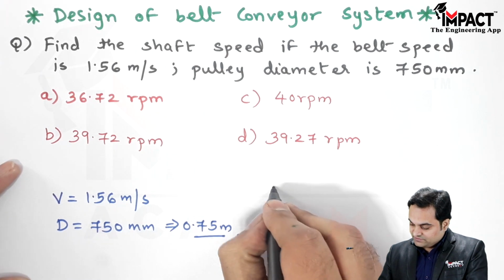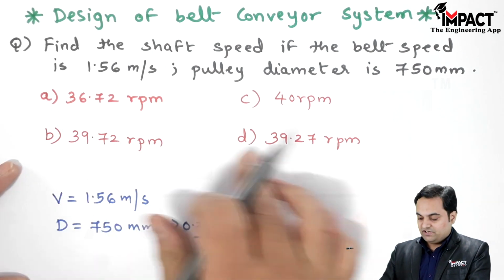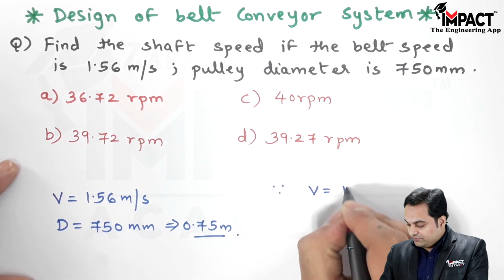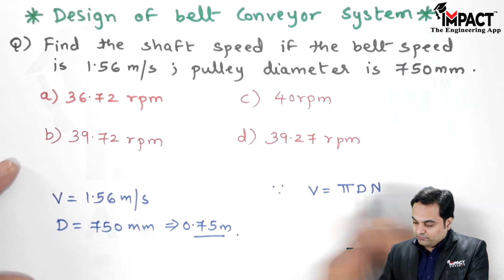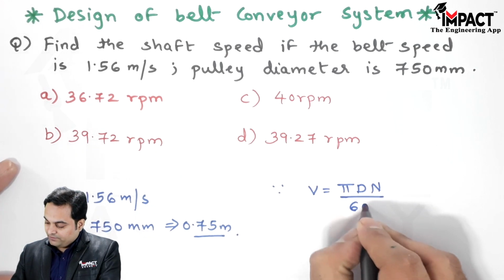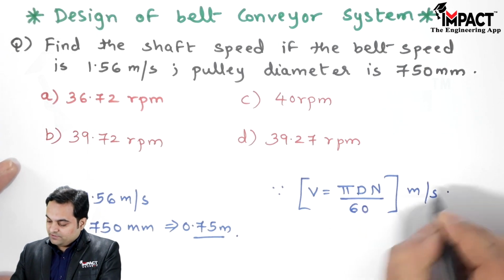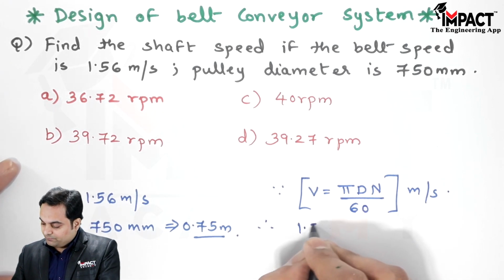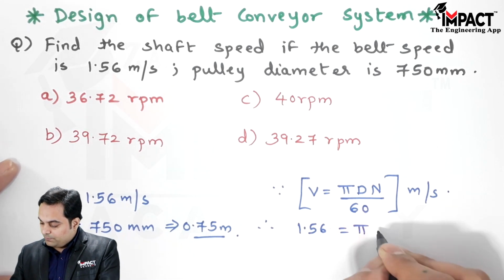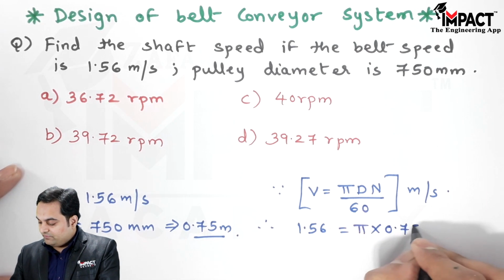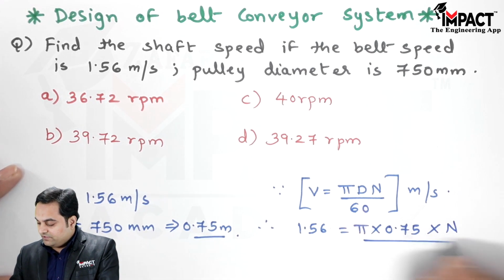Here the four options are given, and out of them one is the correct value. Since the linear velocity or the peripheral velocity of the pulley is given by the formula pi D N by 60, which is the same as the belt speed. So the belt velocity 1.56 is equal to pi into diameter. Remember, it should be in terms of meter. So 0.75 multiplied by N divided by 60.